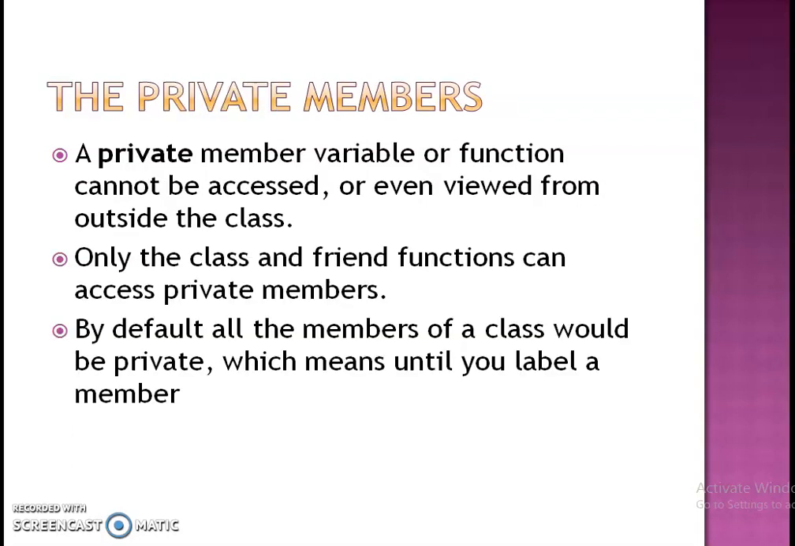Now private members. Private data members are variables that cannot be accessed or viewed outside the class. They are never viewed outside the class, so automatically it prevents the accessing. Outsiders cannot access the data members or member functions. So how can we access them? Private data members can be accessed through class functions, that is, member functions, and also friend functions.